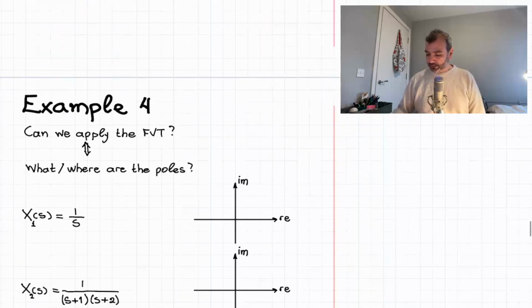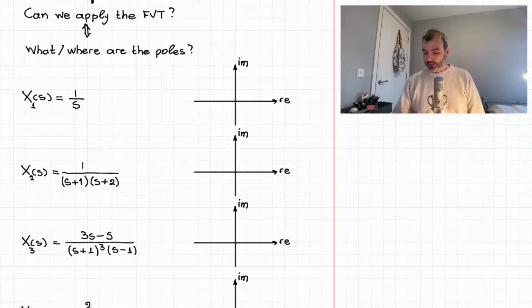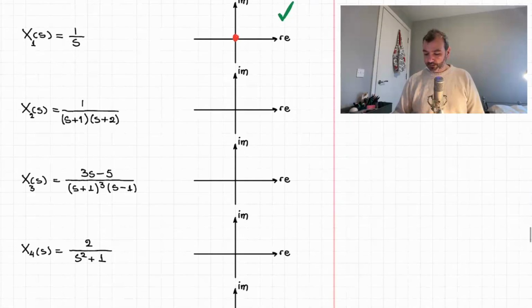For this to make sense, I've put here a few examples. So function number 1, 1 over s. The question is, what are the poles, and can we apply the final value theorem? So 1 over s, you have a single pole at 0. Can we apply the final value theorem? Yes, we can. Second function, 1 over s plus 1 times s plus 2. What are the poles? They are minus 1 and minus 2. Can we apply the final value theorem? Yes, absolutely, we can.